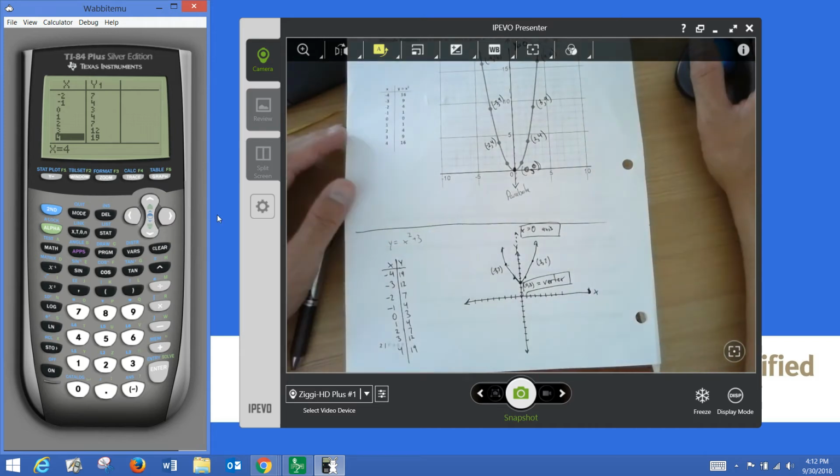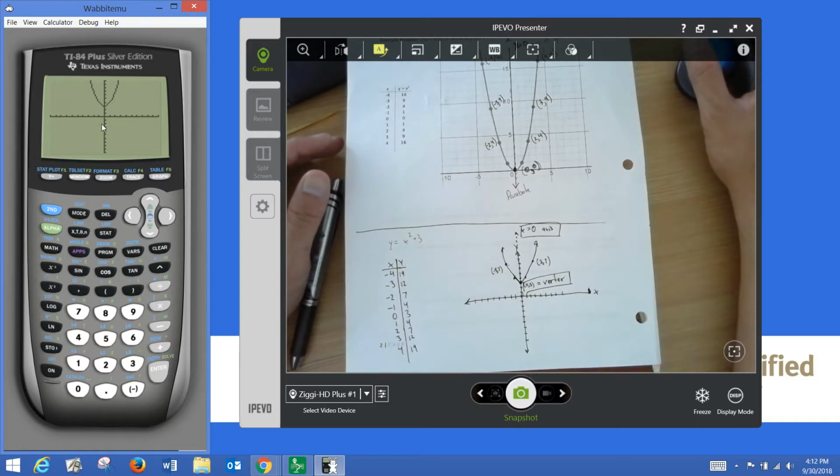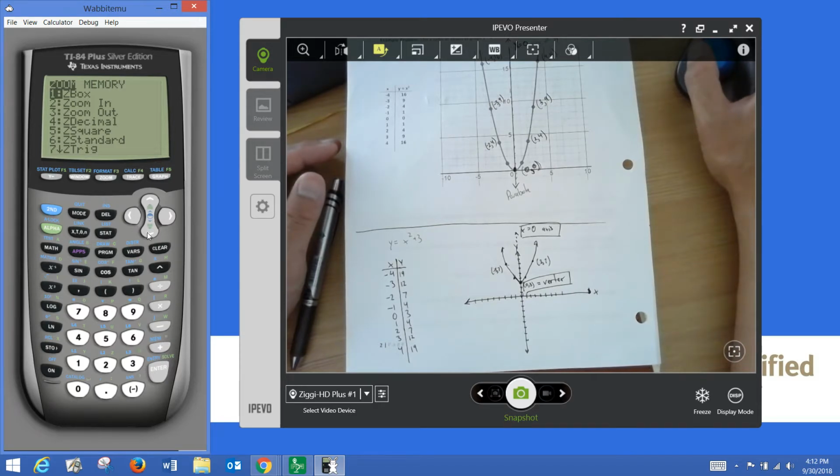Now, one other key feature. So let's go back to my calculator here. One feature is maybe I want to see what it looks like from up here. I can zoom in, I can zoom out. So again, I press the zoom button here, and I go down to zoom out, or you can press the number 3, and then every time I press enter, it goes out, okay? But let's just say that this is way too narrow, and I want to see a close-up version of this, okay?